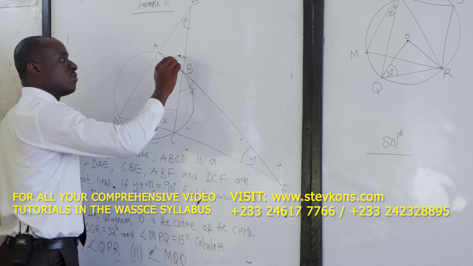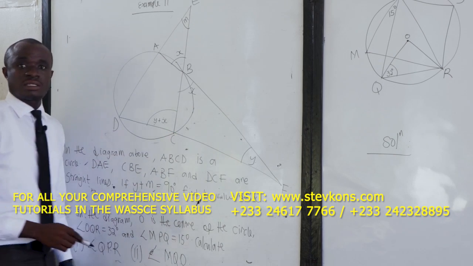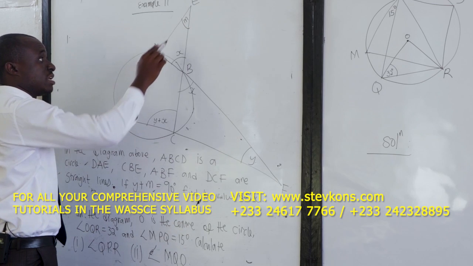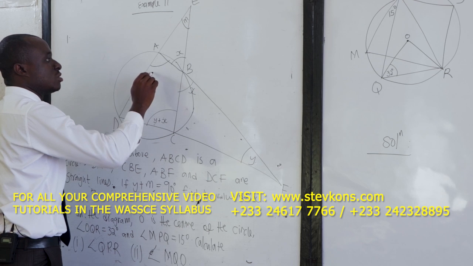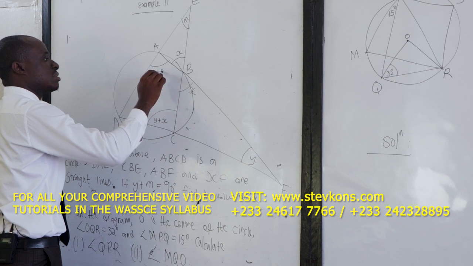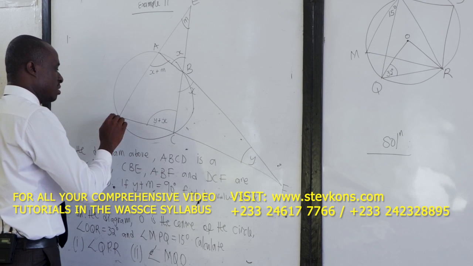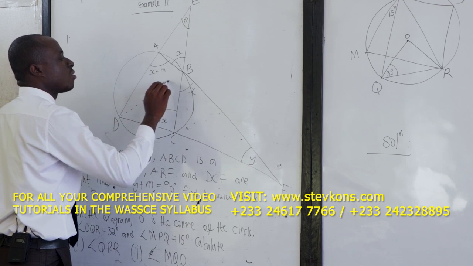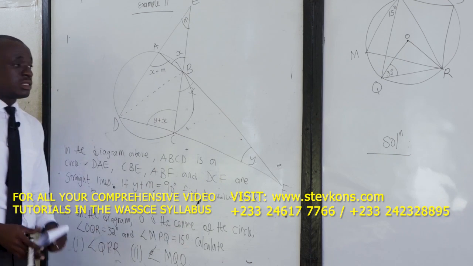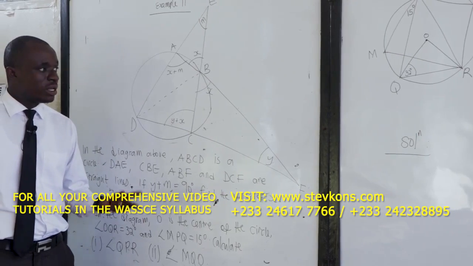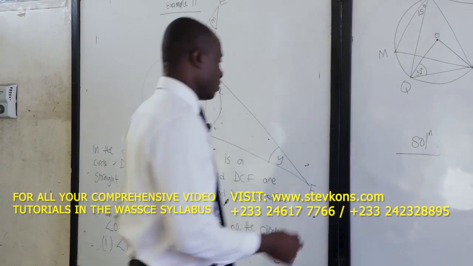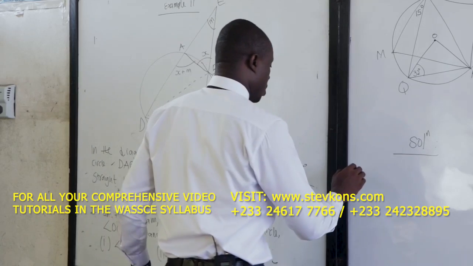So clearly the angle over here too is x. And what can we see? Because this is a straight line, this plus this is equal to the exterior angle over here. So this is what? x plus m. Now we can consider DB as a chord. And since DB is a chord, the angle here plus the angle here equal to what? 180 degrees.